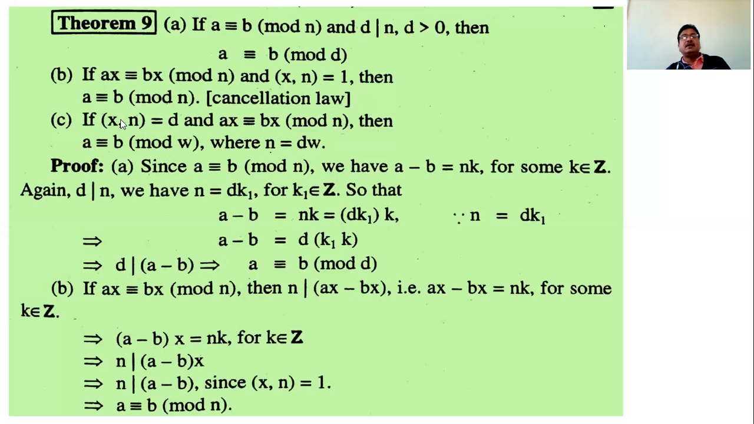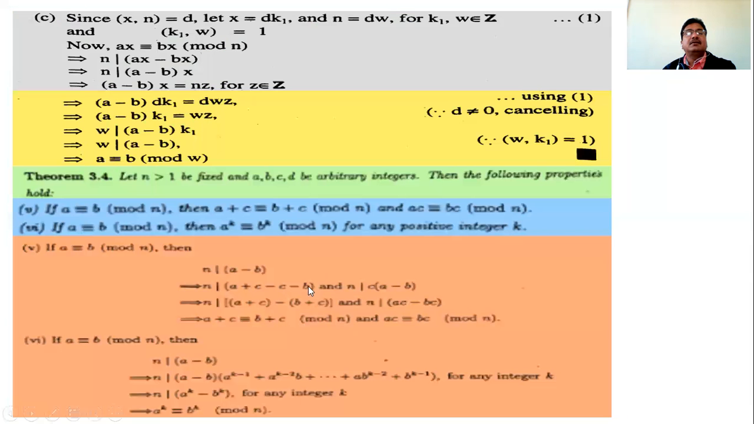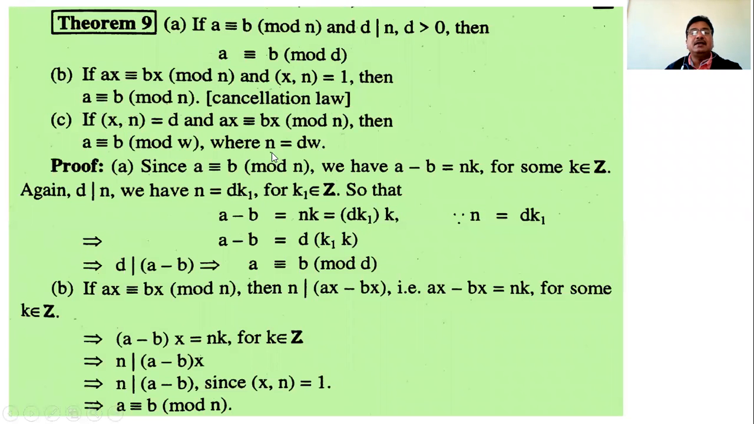The greatest common divisor of x and n is d, that is, the round bracket (x, n) equals d, means d divides both; d is a common divisor. So the first meaning is that d divides x as well as d divides n. d divides x means x is expressed in the form d times some integer, and d divides n means n is expressed in the form d times some integer. Here we take k1 for x, but for n the notation w is given in the theorem, that n is equal to dw. So use that W notation.